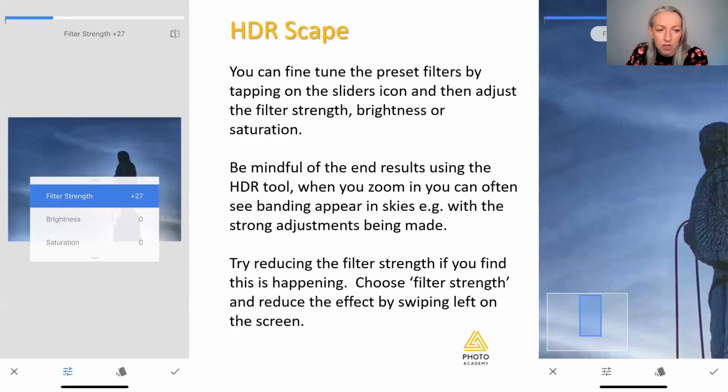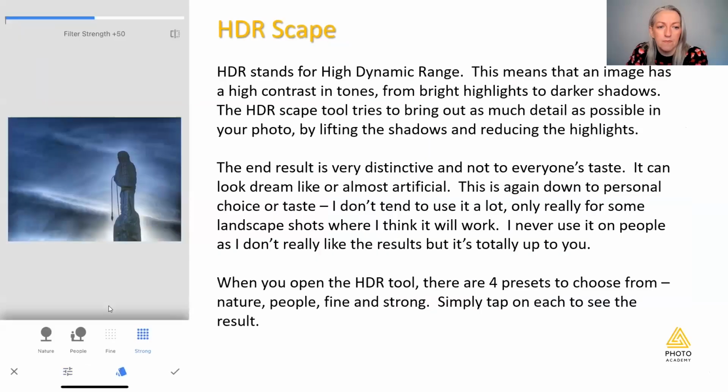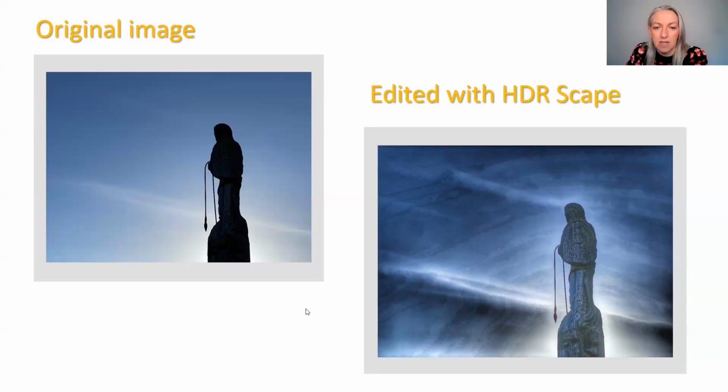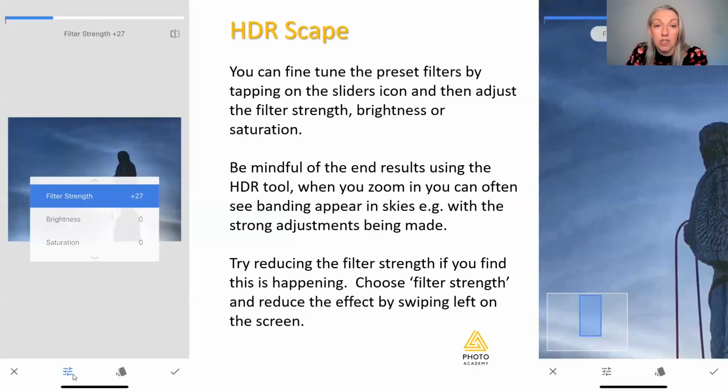And what you can do though, when you've made the adjustment, say you've picked fine, and you think, right, it's okay, but it's got some of this going on, you can then fine tune it by pressing the slider option. It brings you up this choice here. So you have the filter strength.